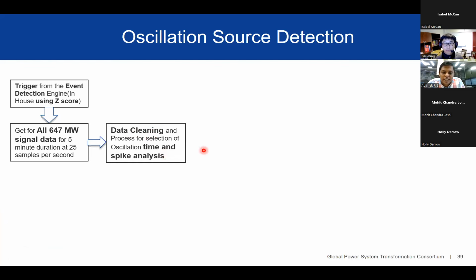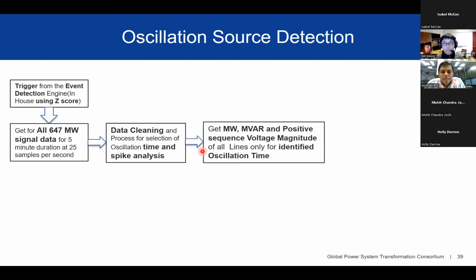After finding out the time, only for the duration of the time where the oscillation is present, we are extracting all the megawatt signals and positive sequence voltage magnitude signals, which are required for the calculation of the DF. Here we are not using all the 5-minute duration, but we are using only the time that was identified by the OSLp program, so that we can run the program very fast. After that, we are calculating the DF for all these lines using these parameters.